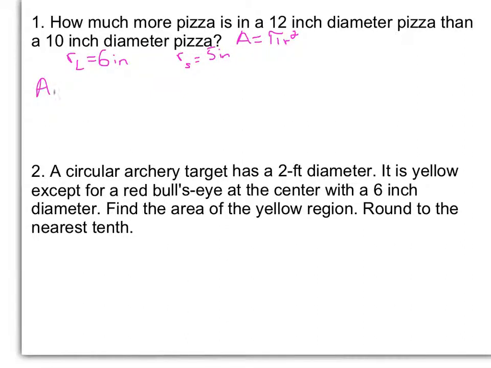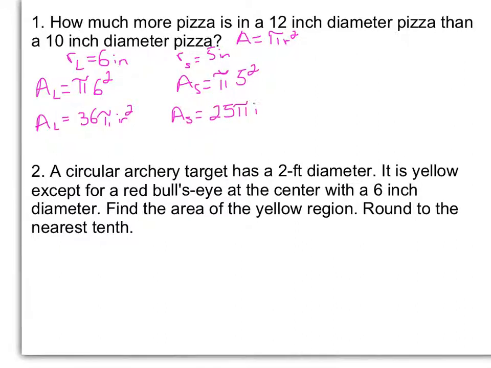So area of our larger pizza will be pi times 6 squared, or 36 pi inches squared. And the area for our smaller pizza will be pi times 5 squared, or 25 pi inches squared.